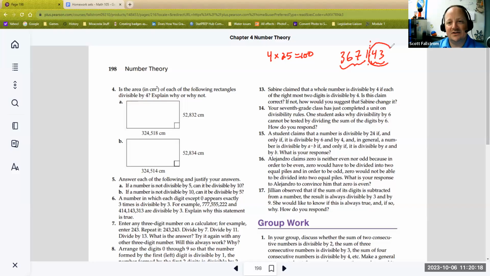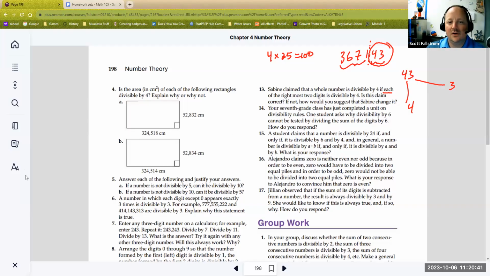She's not saying the last 2 digits or the rightmost 2 digits. That number is, so she's not looking at the 43. Sabine is looking at a 3 and a 4 separately because it says if each of the rightmost 2 digits is divisible by 4. Okay, so take a look, see if you believe in that claim. Is she on the right track?